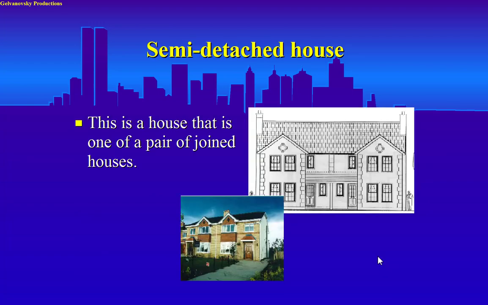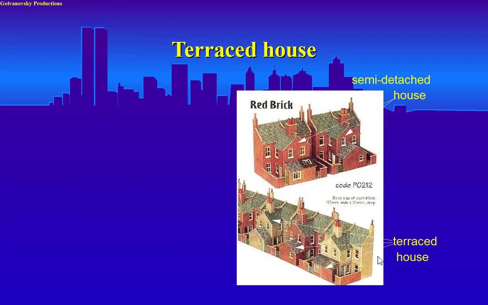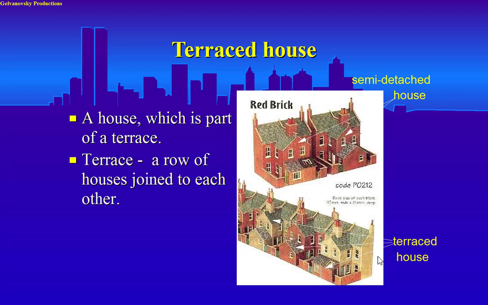Semi-detached house. This is a house that is one of a pair of joined houses, called a duplex in the USA. Now, terraced house. A house which is part of a terrace, and a terrace is a row of houses joined to each other. In American English, those houses are called townhouses, and they are also called row houses in the USA.